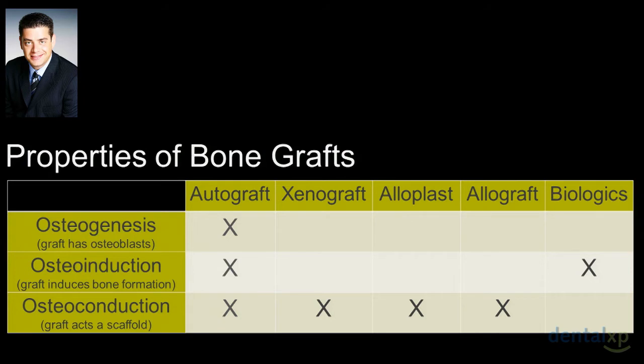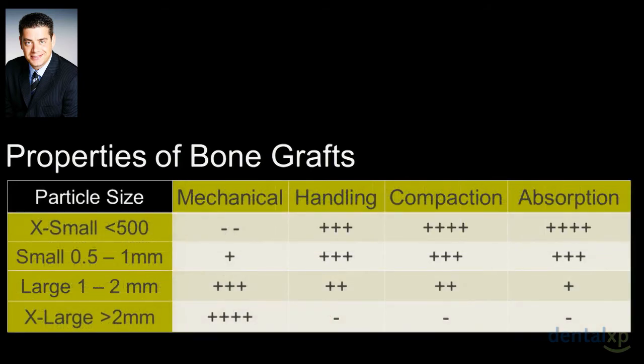But largely, all the other graft materials do osteoconduction. So as you can see here, the only ideal material, still considered the gold standard, is autograft, while the other types of bone grafts that we have available always have some limitations. At the same time that biologics have the capacity to induce bone formation, they lack osteoconductive properties. So that's why they have been used nowadays in combination with some type of osteoconductive matrix or bone graft material. Another aspect that is very important in bone grafts is particle size.